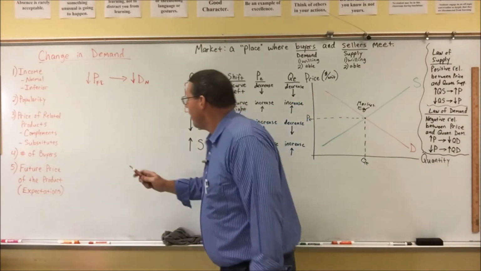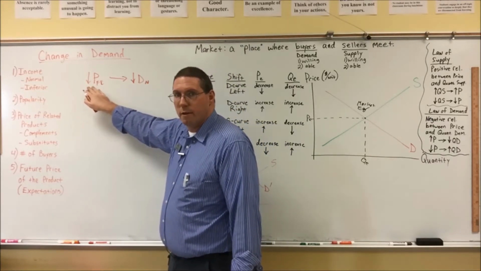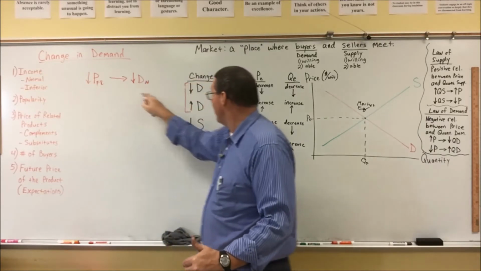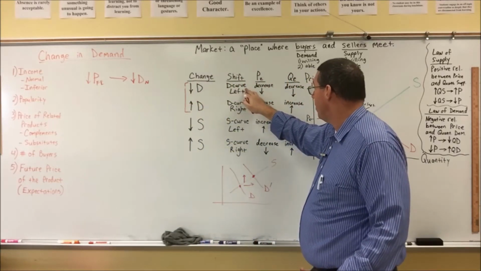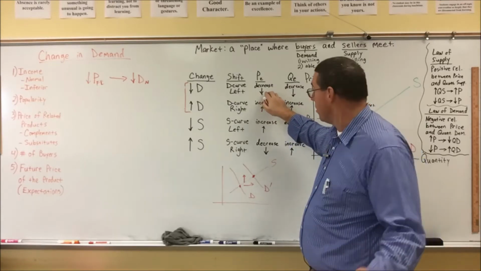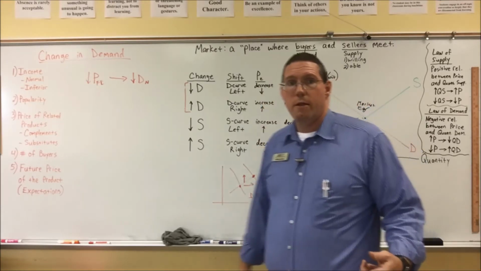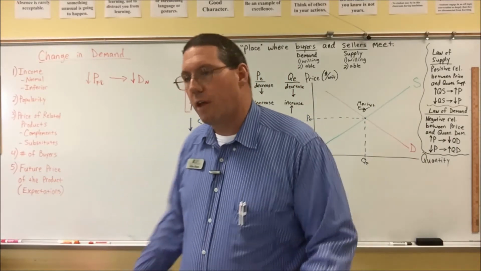So if everybody's expecting the price of a product to go down, then right now the demand for that product is going to decrease. The demand curve is going to shift to the left. Then the price will decrease, almost a self-fulfilling prophecy, and the equilibrium quantity will decrease. Let's look at the alternative.